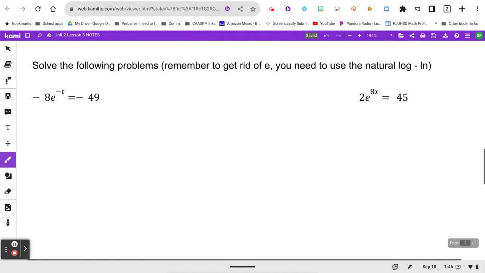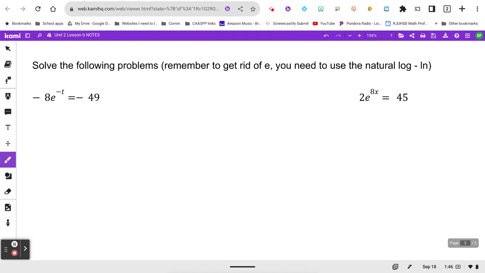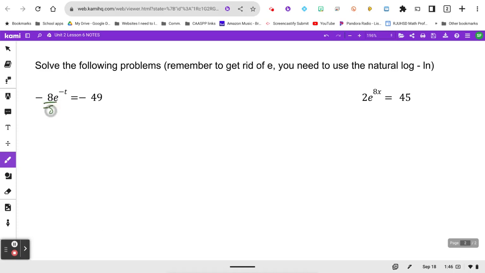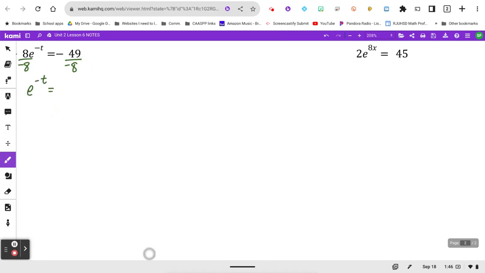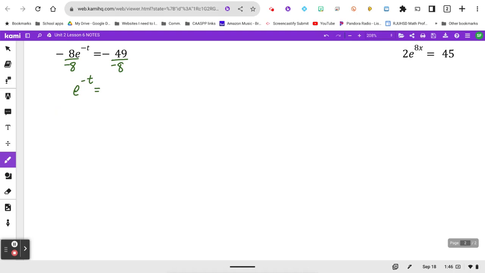All right. So these are just some practices. We want to see if we can practice getting rid of the e. We're going to do the natural log, which is ln. So again, we're going to practice this. We're going to divide by -8 because they're being multiplied. Okay, so we get this to be a decimal, and sometimes your answers are going to be decimals. It's fine.